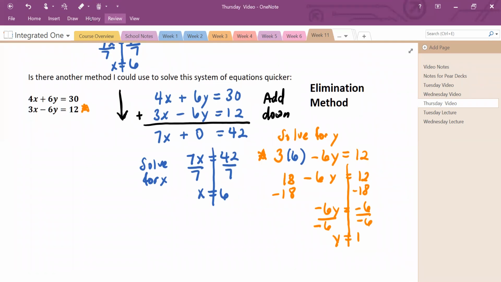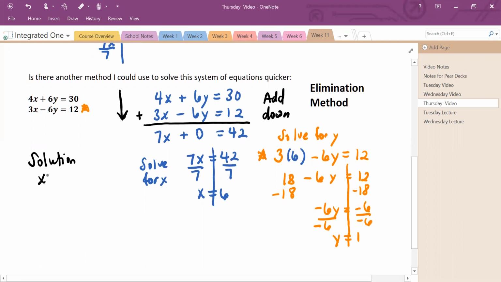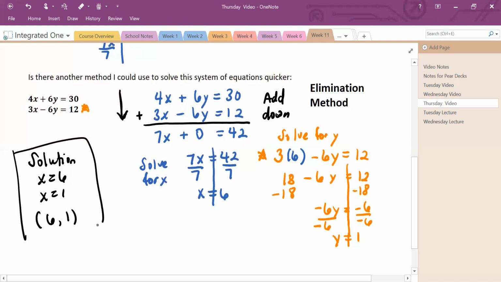So my solution is x is equal to 6, y is equal to 1, or you can write it as a coordinate point. Much quicker. Let's try it one more time.